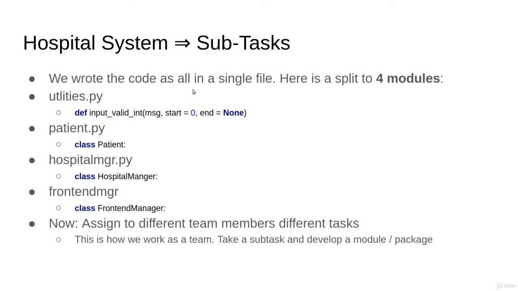Remember the hospital system? We developed the whole system in a single file. In practice, we don't do that. Thinking about the different responsibilities or subtasks in the hospital system, we developed an input valid integer function. You can think that we might have a bunch of utility functions. So it might be a good idea to define a utilities.py file and put the input valid integer function inside it.